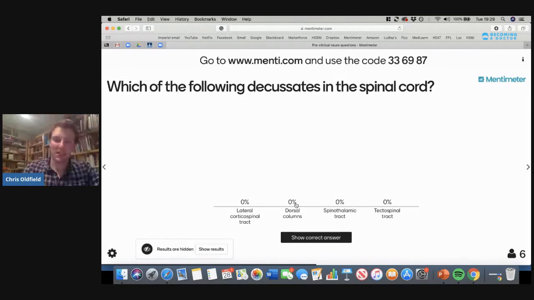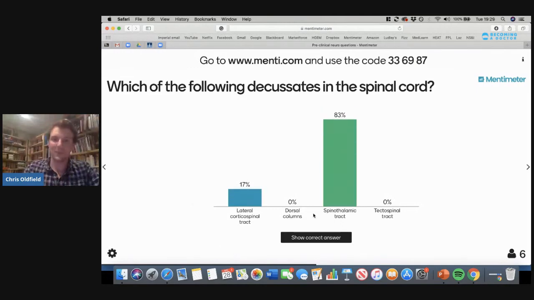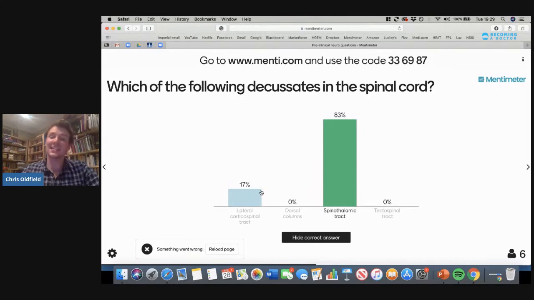Brilliant. So we've got six responses now. Let's see what we put. Most people put spinothalamic tract, and that is the right answer. The lateral corticospinal tract does decussate immediately. The reason it may have confused you a little bit is that the anterior corticospinal tract has some fibers that decussate immediately, that cross over at the level of the spinal cord.